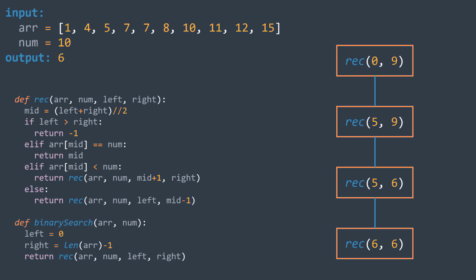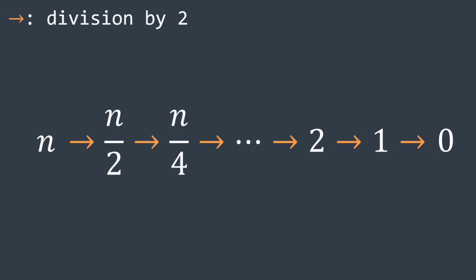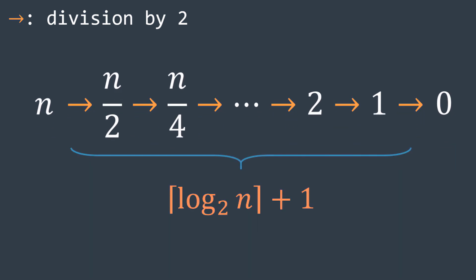At the beginning, we still have n elements to check, and the base case is when we have no more remaining elements. So we need to count the number of required calls to go from n to 0. The idea of binary search is that we keep dividing the number of remaining elements by 2 until we reach 0. So the number of calls that enter the recursive case is just the number of required divisions by 2 to go from n to 0. And that number is the ceiling of log 2 of n, plus 1.